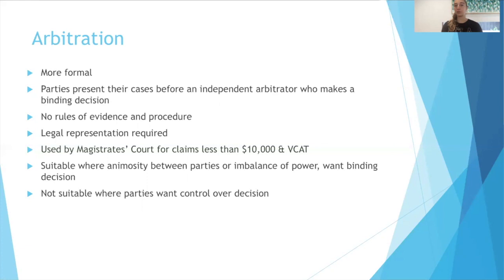Arbitration is suitable where there's a conflict between parties or animosity or an imbalance of power, as ultimately the parties don't reach the agreement themselves. They don't need to compromise. It's the third party who makes the final decision, and they can resolve that conflict more easily. And also where parties want a binding decision. However, it's not suitable where parties want control of the decision, because the decision is made by that third party, and parties are only responsible for presenting the case before that independent arbitrator.